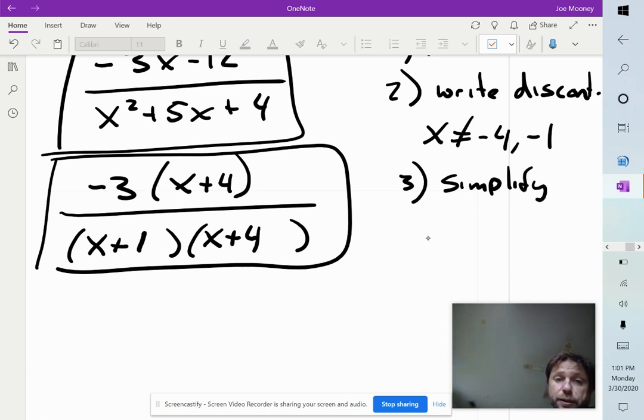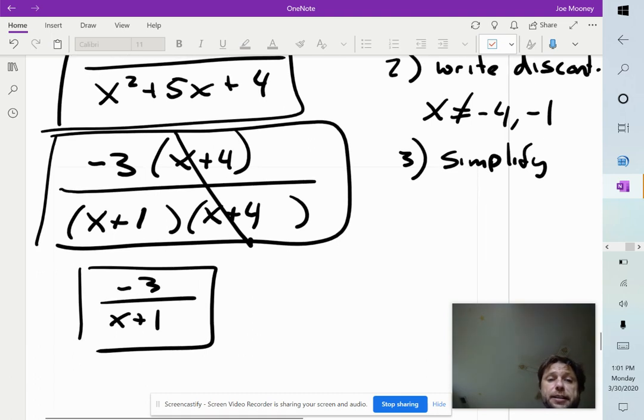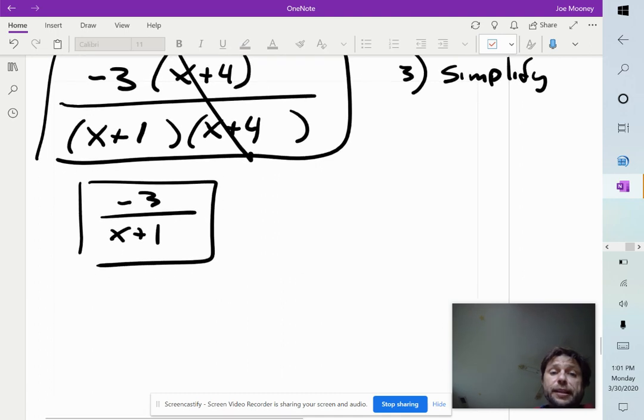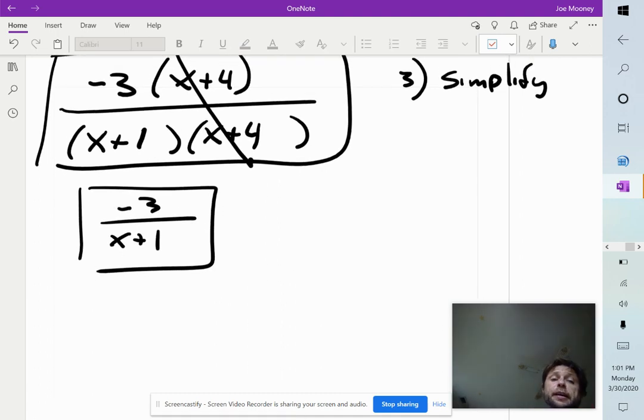Okay, so let's see what happens when we cancel the x plus 4. It looks like negative 3 over x plus 1. Well, that's nice because that's now nice and easy to deal with. So now we can use this to graph. What do we want? Let's find our hole next. Definitely find our hole. It wouldn't really matter if it wasn't computer software, and the way this computer software is working, it works out better if you do it this way.